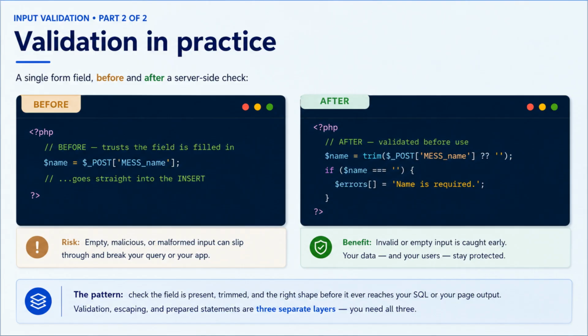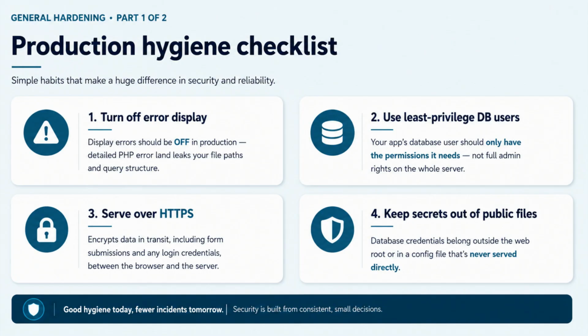Close with the layering point, which is really the thesis of this whole section. Validation, escaping, and prepared statements are three separate layers solving three different problems. Beyond the two headline vulnerabilities, this slide covers smaller habits that meaningfully reduce how much damage a mistake can do. Treat this as a checklist students should recognize, even if they don't implement all of it on DreamHost.